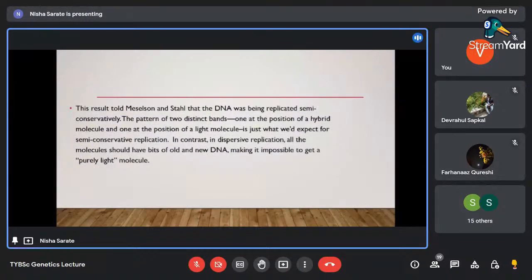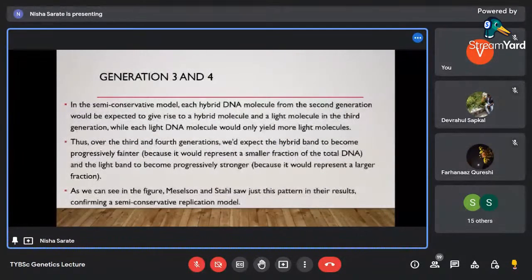This result told Meselson and Stahl that DNA was being replicated semi-conservatively. The pattern of 2 distinct bands, one at the position of a hybrid molecule and one at the position of a light molecule, is just what we expect for semi-conservative replication. In contrast, in dispersive replication, all the molecules should have bits of the old and new DNA, making it impossible to get purely light molecules.